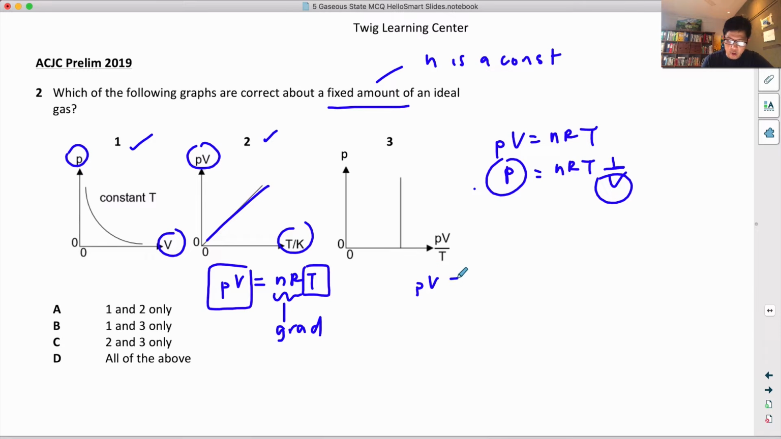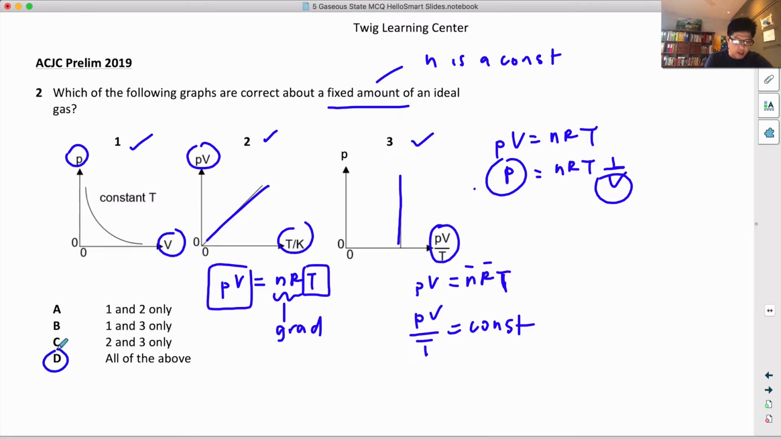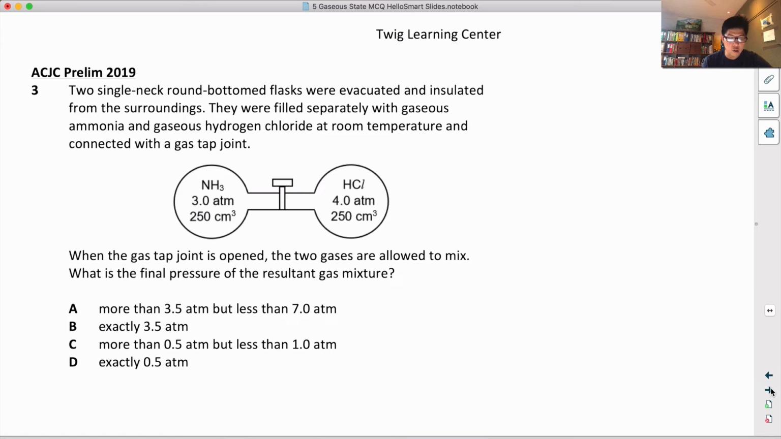PV equals nRT. We know that n and R are constant, so PV over T is a constant. Once you bring the T across, it equals nR, which is a constant. So if PV over T is a constant, I would expect to see a horizontal line because this value is a constant. So 3 is also correct. The answer is all of the above. Let's look at question 3.